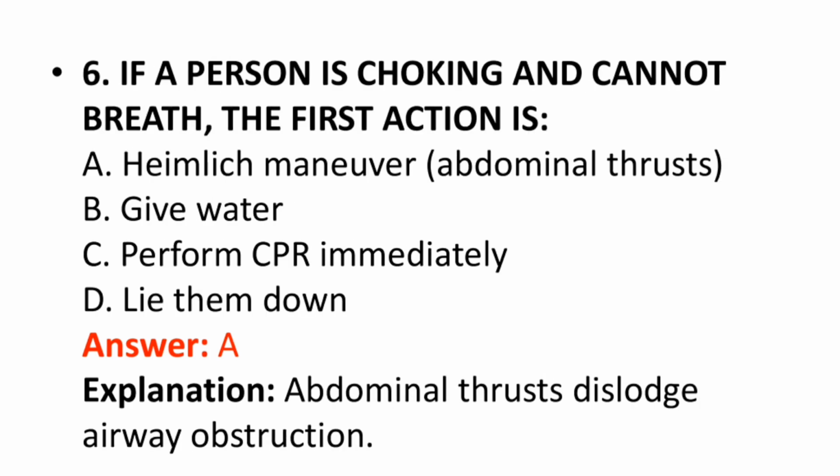If a person is choking and cannot breathe, the first action is option A, Heimlich maneuver, abdominal thrust. Option B, give water. Option C, perform CPR immediately. Option D, lie them down. The correct answer is option A. Apply abdominal thrusts to dislodge the airway obstruction.